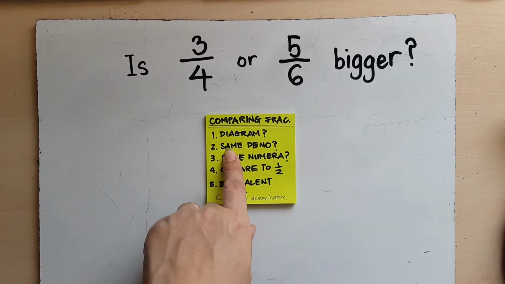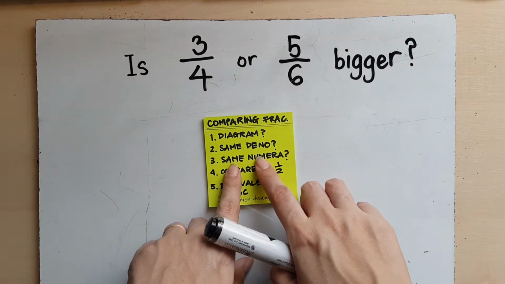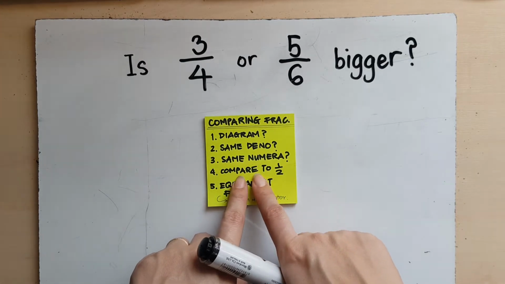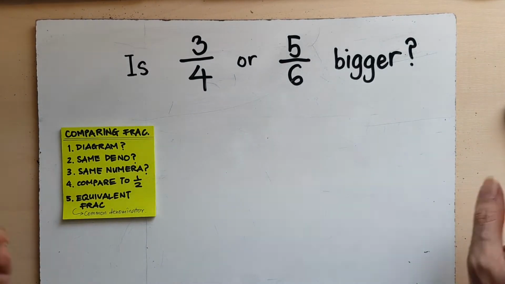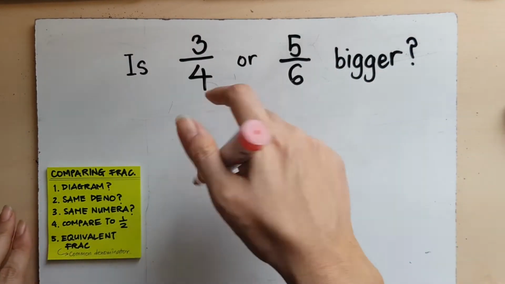Do they have the same denominator? Nope. Let's go on. Do they have the same numerator? Nope. So let's try comparing to half. So I'm going to put that aside. Now, let's look at our first fraction and we're going to compare this to half.